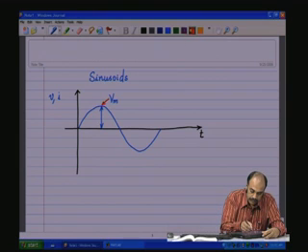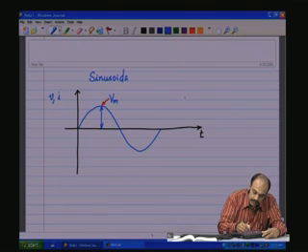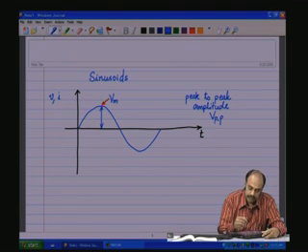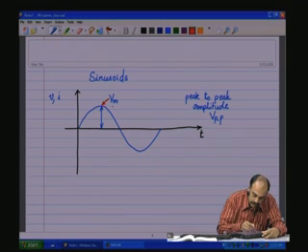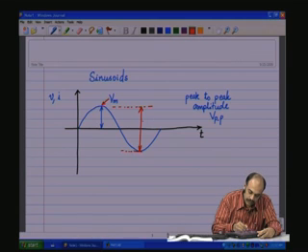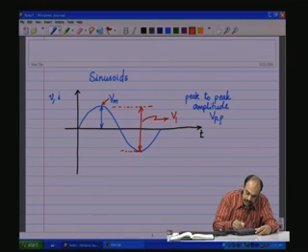And then when you say peak to peak value, peak to peak amplitude, it is sometimes denoted by Vp-p, V peak to peak, and that is from the positive top to the negative bottom, the amplitude as shown here. So, this is V peak to peak.